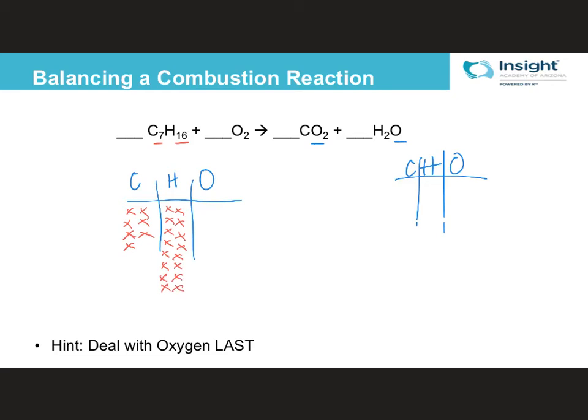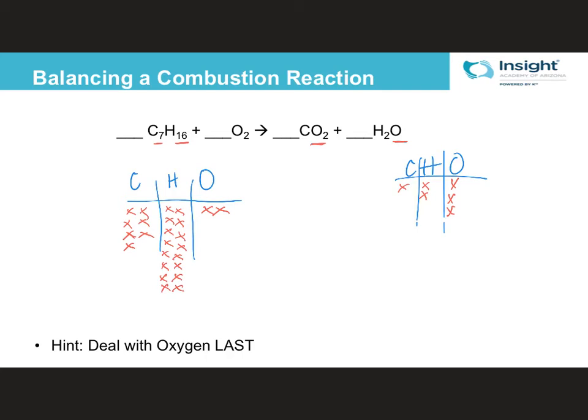8 hydrogens, 2 oxygens, 1 carbon, 2 hydrogens, and how many oxygens? Look carefully. Yeah, we've got oxygen in 2 different places. We gotta count them both. We've got 1 here and 2 here for a total of 3. All right. So we're gonna deal with figuring out how to fix the oxygens last.